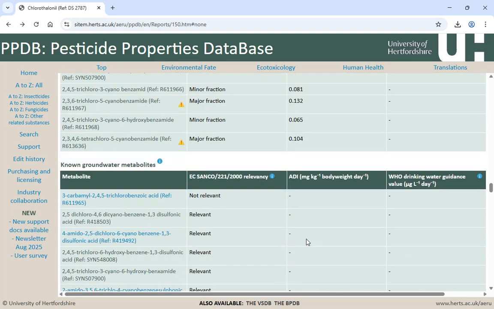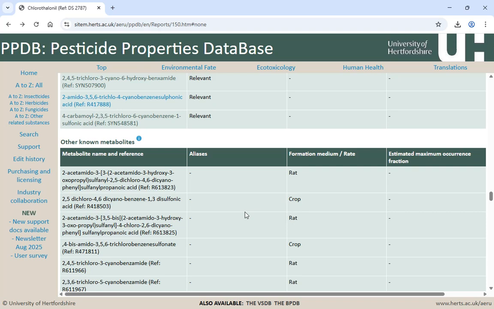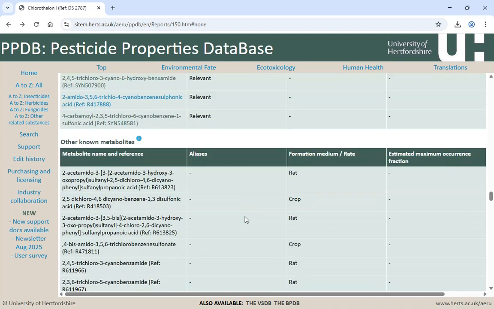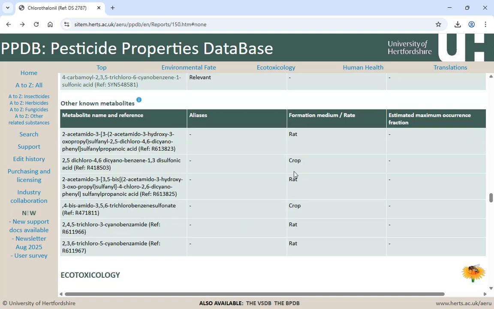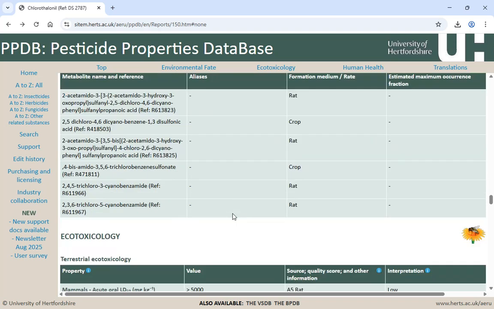Similarly, same thing for groundwater metabolites, but we've also got information on its relevancy based on the EC SANCO regulation, as you can see there. So that explains that. We've got finally a bunch of other known metabolites. In this case, this particular substance has a lot of metabolites, and it's explained in this case it's for rats or crops and so forth. So you've got the details of where these are ending up.